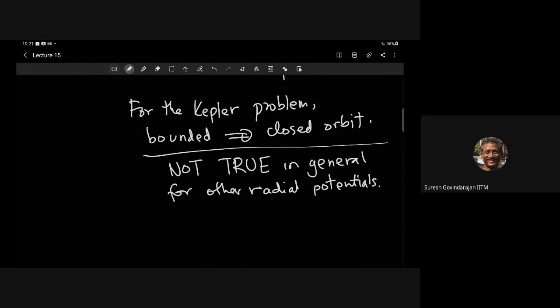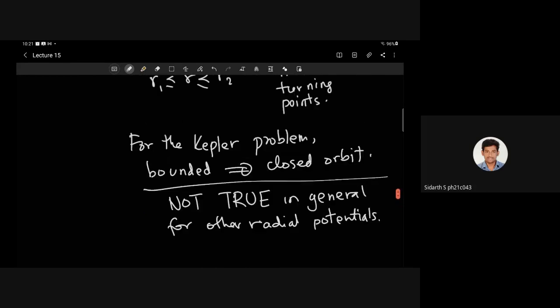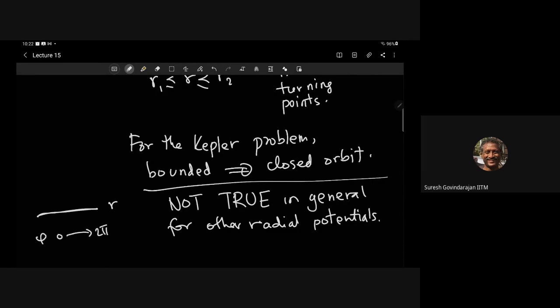Would that be like a sudden boundary condition, like for example a wall? Is that what you mean? No, that's not what I mean. What I mean is that in R it will go like this and come back in R. But in phi, during that time, it should go from 0 to 2 pi or something like that. It should come back.